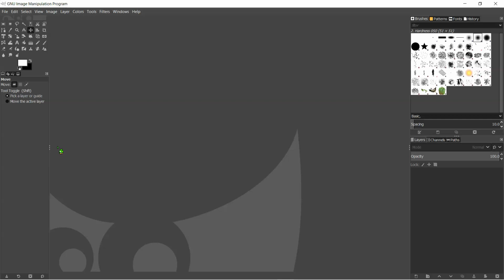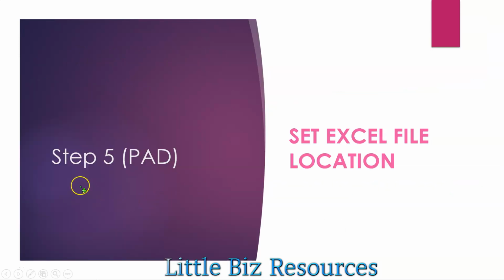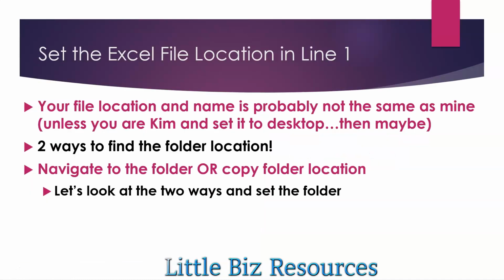Now, let's go back to the instructions here. We are now done with the shortcut key, so let's move forward to step 5. This is in Power Automate Desktop. We're going to set the Excel file location. Your file location, which we talked about when you created your Excel file, and your name, is probably not the same as mine, unless your name is Kim and you have it set to your desktop. Then maybe the file location is the same, but probably not.